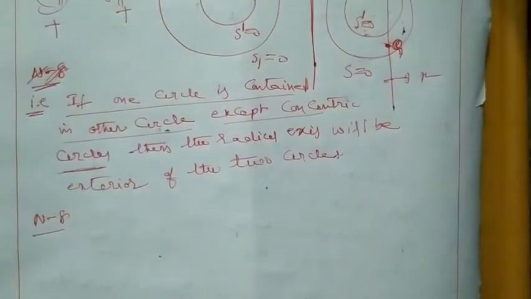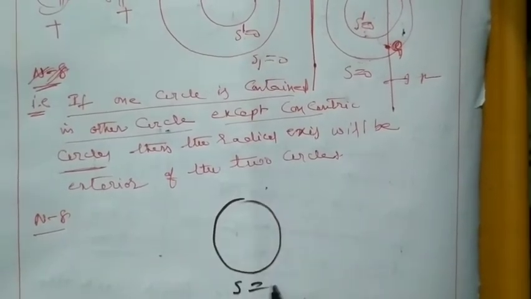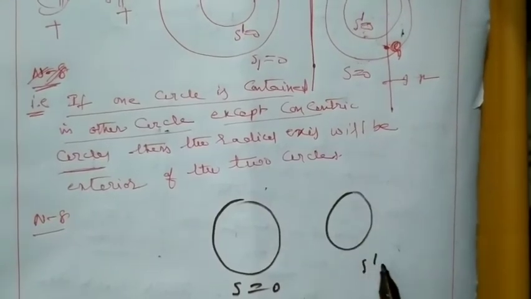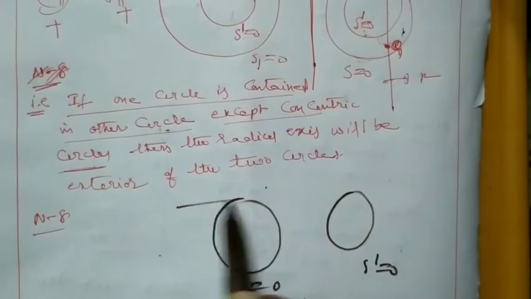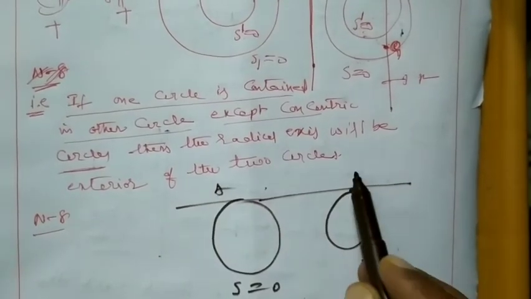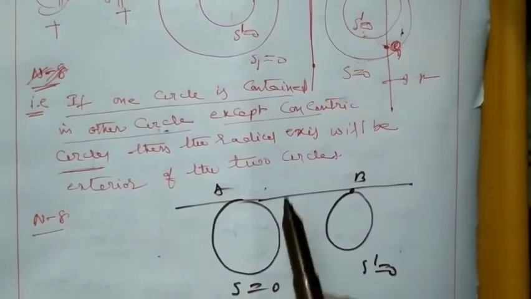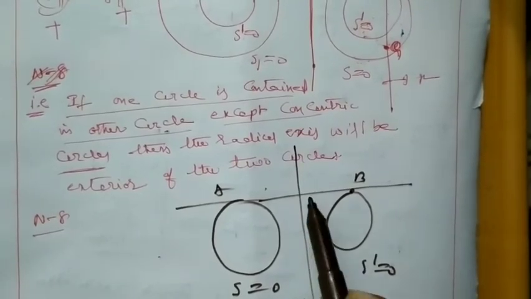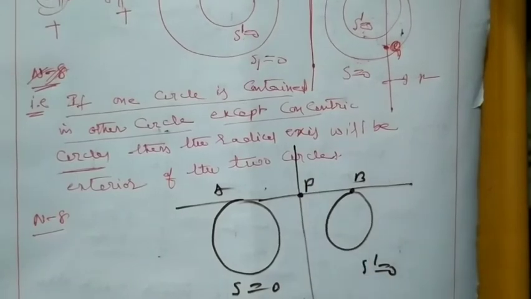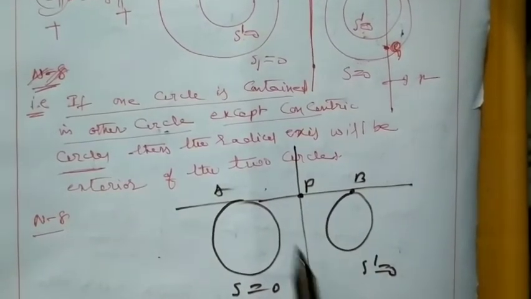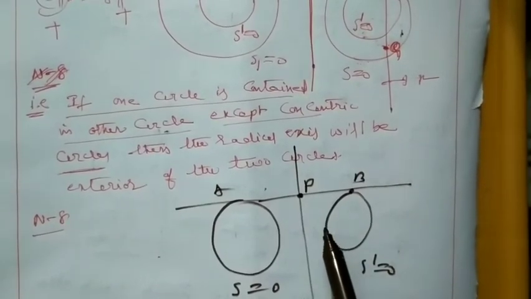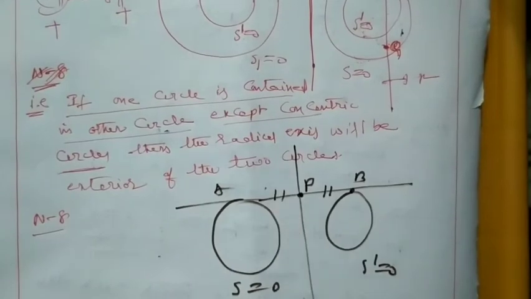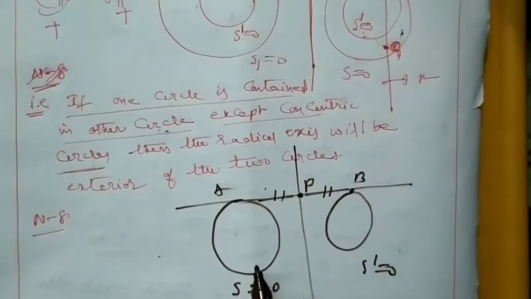Next point, point number 8. If two circles are given, this is circle S is equal to 0, this is circle S dash is equal to 0. Suppose there is a common tangent, AB is the common tangent for both circles. If the radical axis is drawn for these circles, suppose the common tangent is bisected at point P. If AB is a common tangent and the radical axis intersects at P, then what can you say about PA and PB? PA is exactly equal to PB in this case.